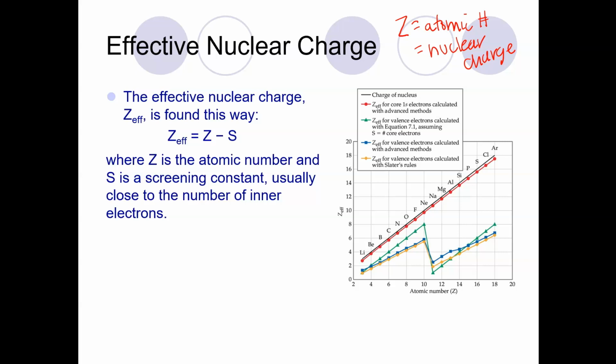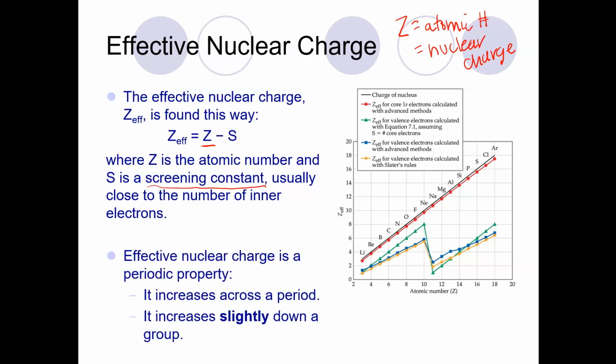So the equation for this is not terribly difficult. The effective nuclear charge is equal to the nuclear charge, which is just the atomic number, which we can get off the periodic table, minus S, which is some screening constant. There's a whole set of rules on how to calculate the screening constant, and we're not even going to look at those. Okay, so the screening constant, as far as we're concerned, I'm going to write S equals the number of core electrons in that atom.